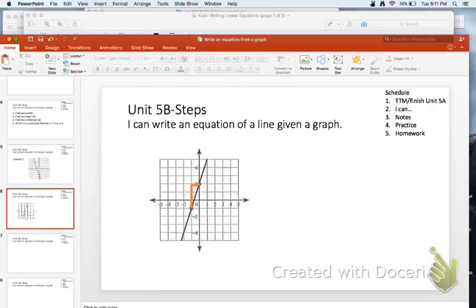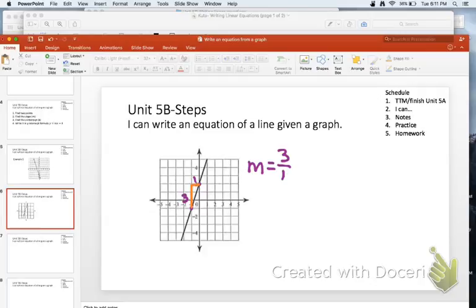And I see that I went up 3 and over 1. So now I'm going to build my slope. I went up 3 over 1. I can't simplify that. That is in simplified terms.